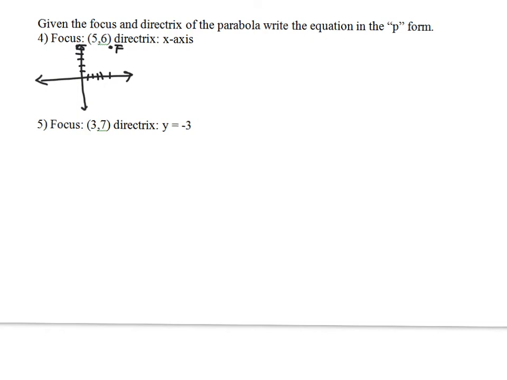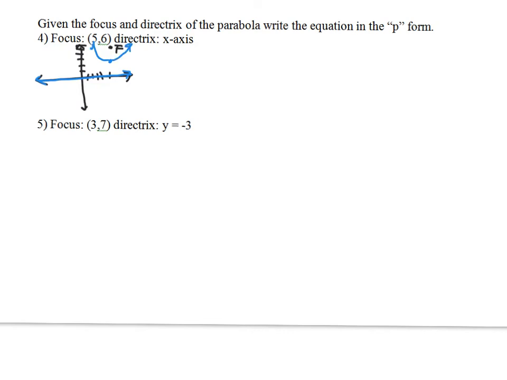Now, for this example, the directrix is the x-axis. So that means this line right here, the x-axis, is my directrix. What's not given to us this time is where the vertex is. Well, let's think about this for a minute. We know that the vertex has to be halfway between the directrix and the focus. So if the focus is all the way up at a height of 6 and the directrix is at a height of 0, let's go halfway between and let's go to a height of 3. The x-coordinate will be exactly the same as the focus x-coordinate.